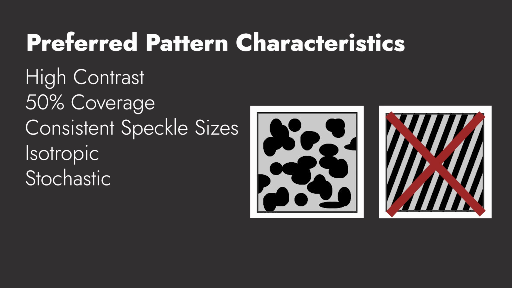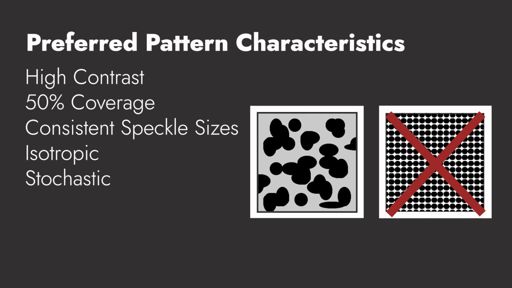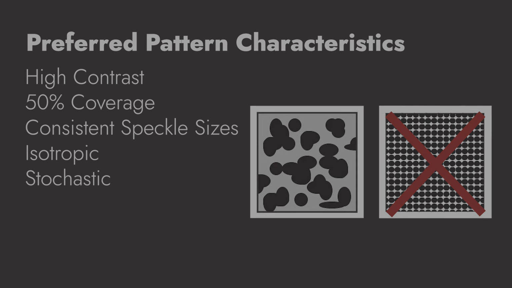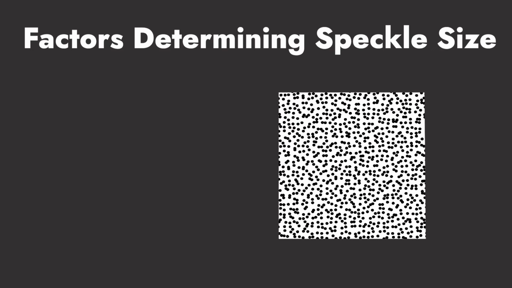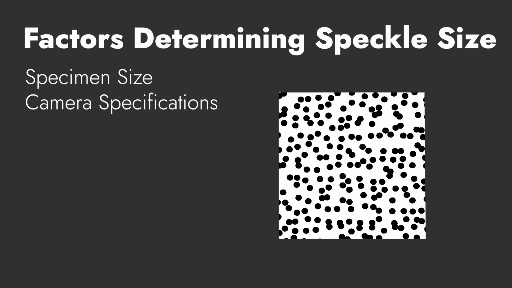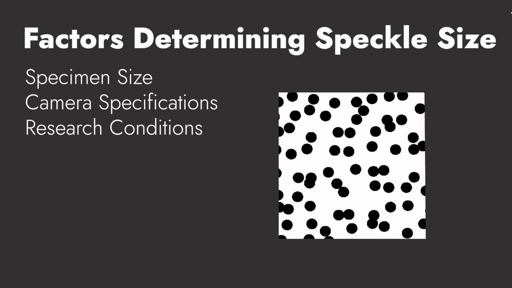Isotropic and stochastic. The speckle pattern should not exhibit a bias in any particular orientation, and it should be random. While it is difficult to achieve a pattern regular enough to cause false matching, if you print repeating patterns, it can occur. Ideal speckle size depends on many factors, including specimen size, camera specifications, and research conditions.